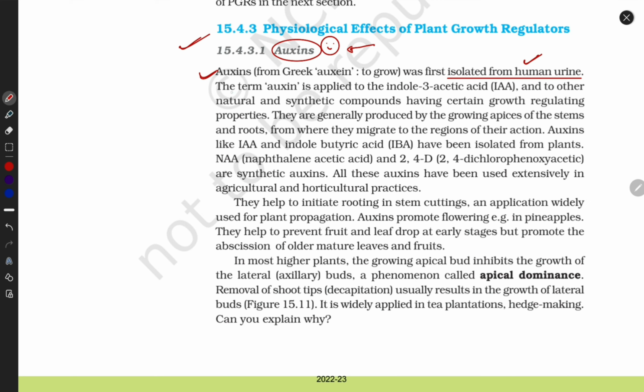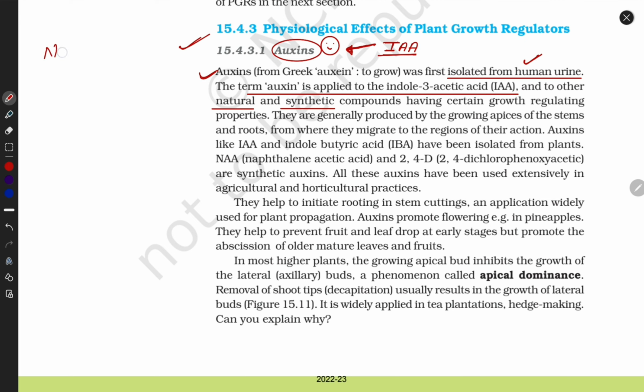The term auxin is applied to indole 3-acetic acid. This is one of the most important factors that make auxin. Auxin is found naturally, and we can also make it synthetically. Both forms are present in our nature.